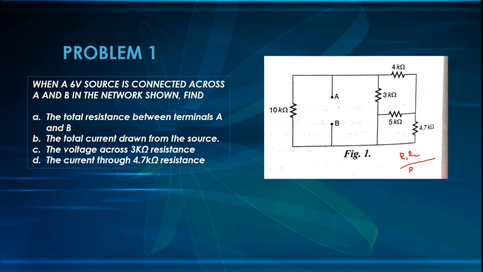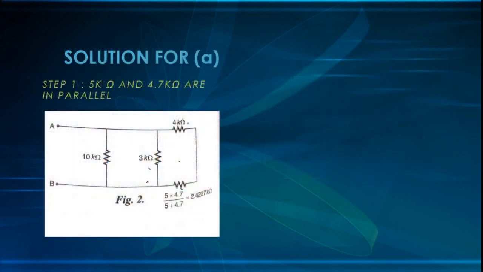So it will be R1 plus R2. So this has to be 5 into 4.7 divided by 5 plus 4.7. So if you see here, we have found the total equivalent resistance, 5 into 4.7 by 5 plus 4.7, it is going to be 2.4227 kilo ohm.